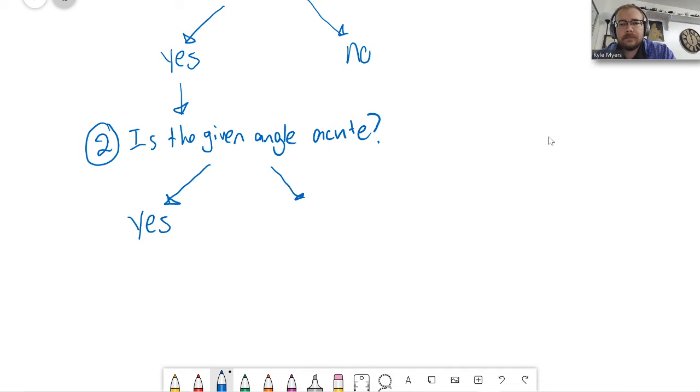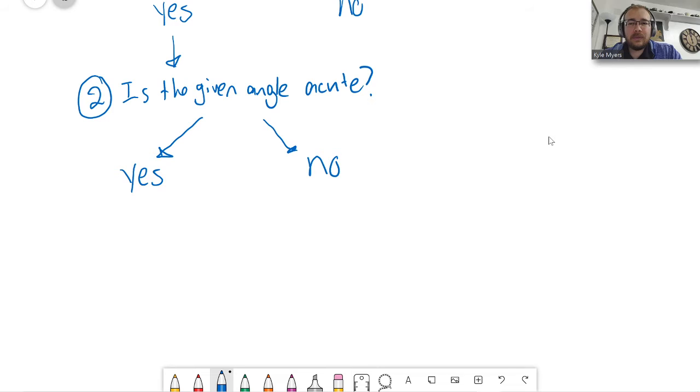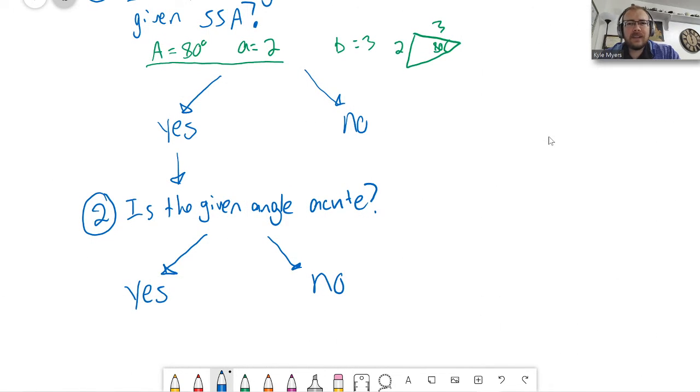If it's 90, it's right. If it's more than 90, it's obtuse. And they're not going to give you an angle that's 180, because that wouldn't make any sense. You can't make a triangle with a 180-degree angle. But if it's acute, then we move on. If it's no, like I said, we default to this other option here. Is the angle acute? That's it. Pretty simple. Step 2 is actually the simplest step to identify because you just figure out if it's acute. If it's between 0 and 90, we move on.